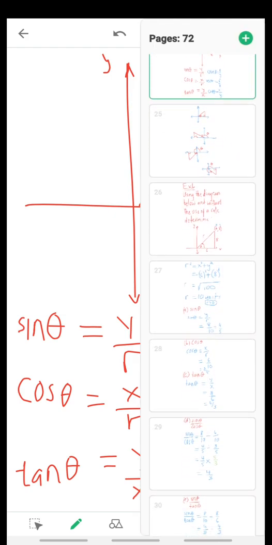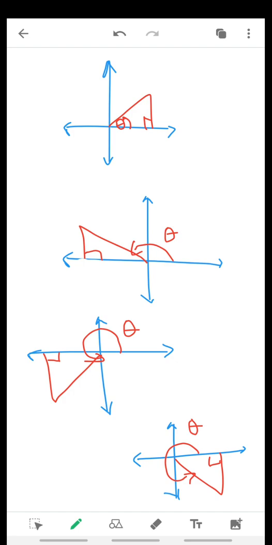Very, very important. Now, having said that, we may have our right angle triangle drawn in the first quadrant of a Cartesian plane, or in the second quadrant, or in the third quadrant, or the fourth quadrant. This is what we call the first quadrant. This is the second quadrant. This is the third quadrant. And this is the fourth quadrant. So our right angle triangle may be drawn in any quadrant when we are dealing with our trigonometric ratios.